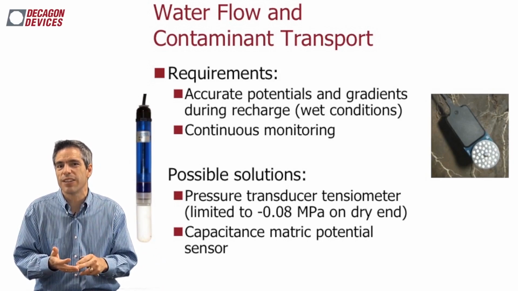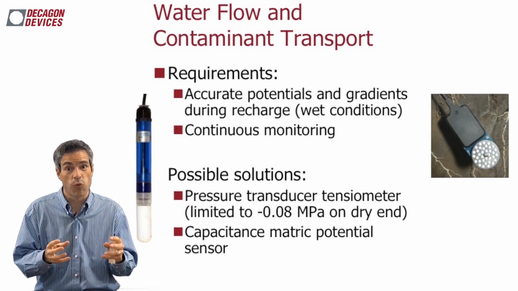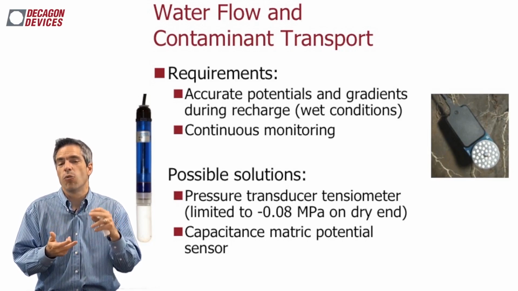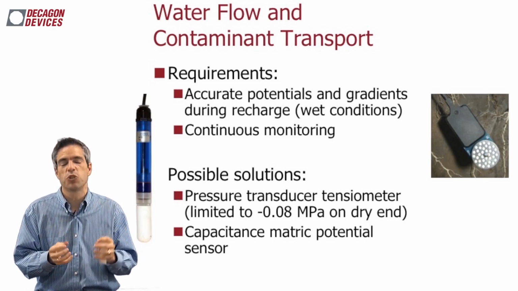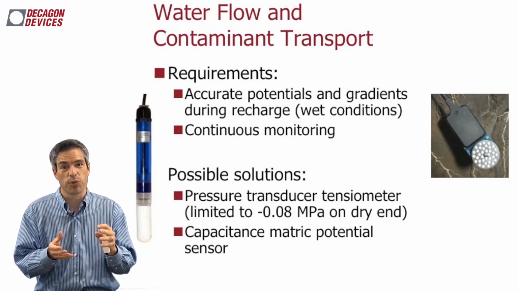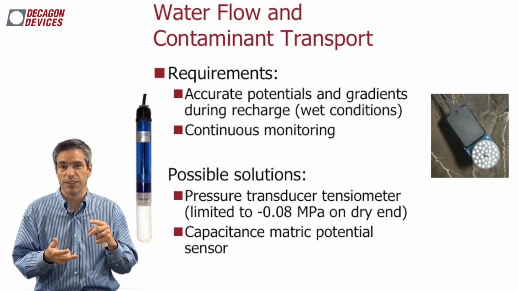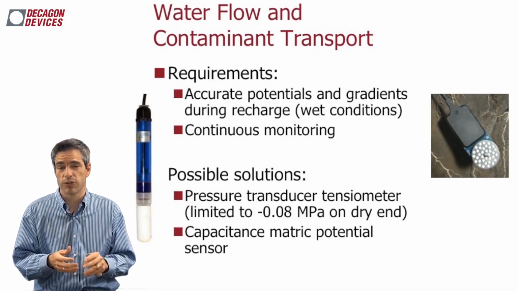Typically, when we talk about this, we think about this in terms of pretty high water potentials, pretty close to zero. And the reason is that really water flow and contaminant flow typically, the vast majority of that happens when the soil is pretty wet. So really a tensiometer may be a really good option in this case, although maintenance is always going to be a question that you're going to have to focus on.